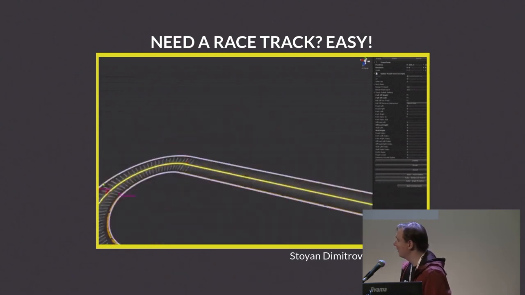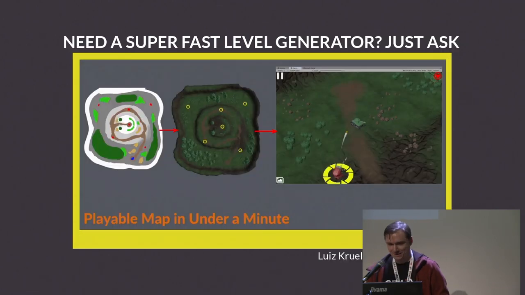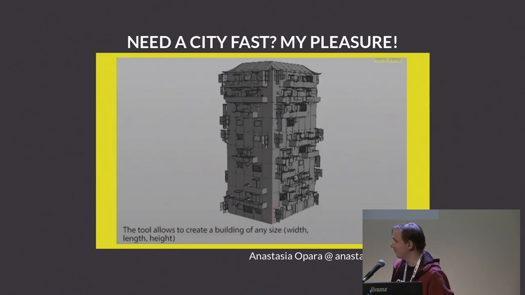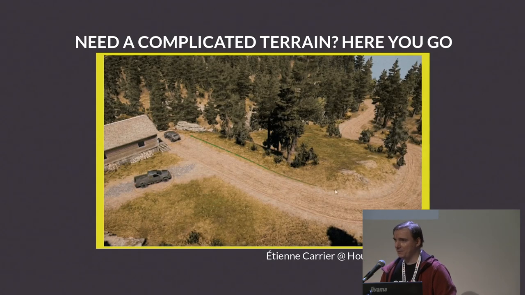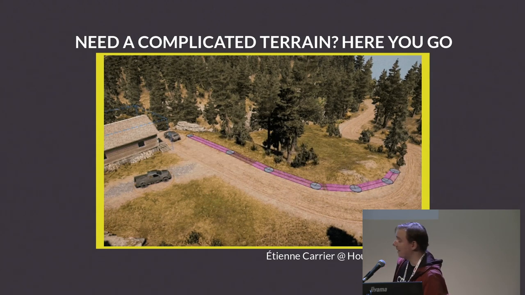Want a racetrack? Well, just move the curve around and you got one. Have a Photoshop sketch that you want to turn into a game level? Well, that's easy. Just press a button. Need a city fest? Here are a few building generators for you to play around with. Need a complicated terrain with biomes, with roads, rivers, water, grass, trees, buildings, cars? Well, I can do that.